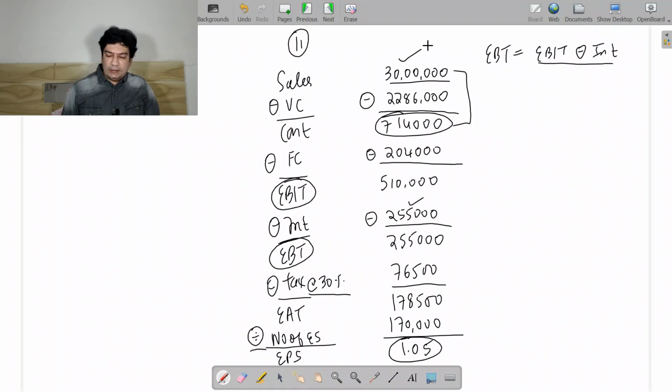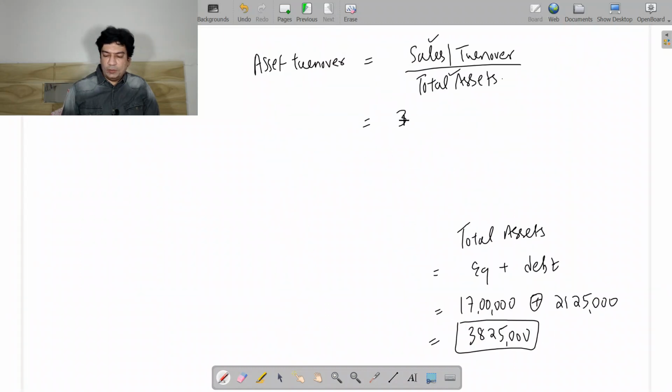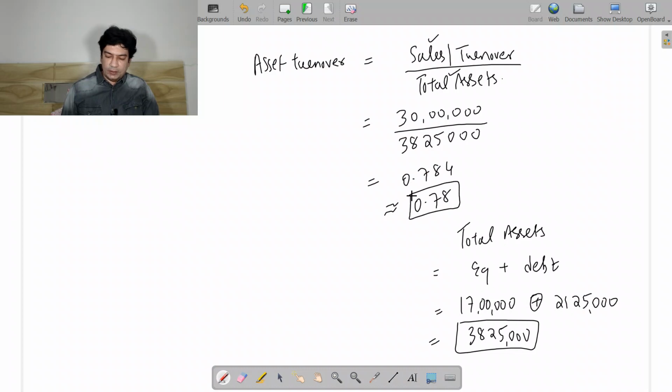The sales are 30 lakhs. So I know my sales, which is 30 lakhs, and I have my total assets, which is 38 lakh 25,000. So 30 lakhs divided by 38 lakh 25,000 is 0.784, which I'll approximate to 0.78. So our asset turnover is 0.78.